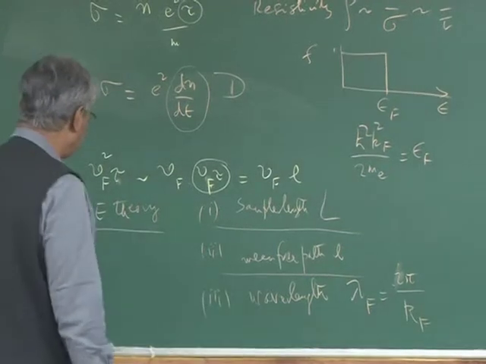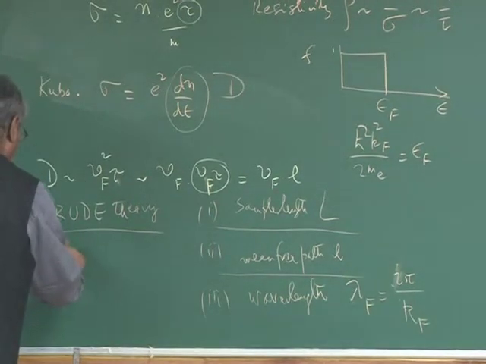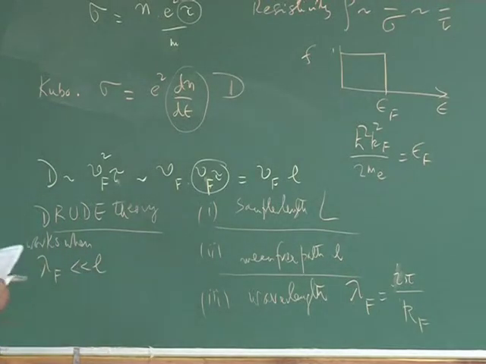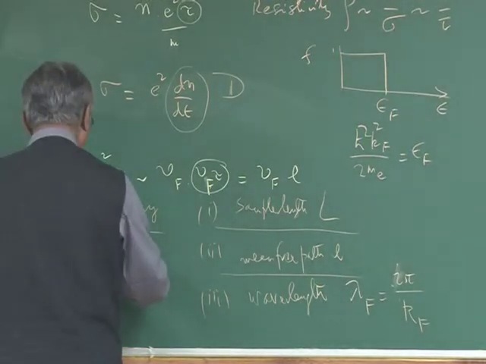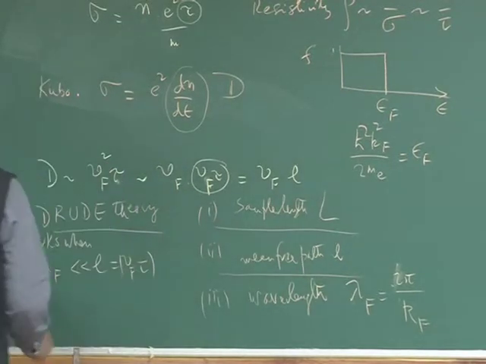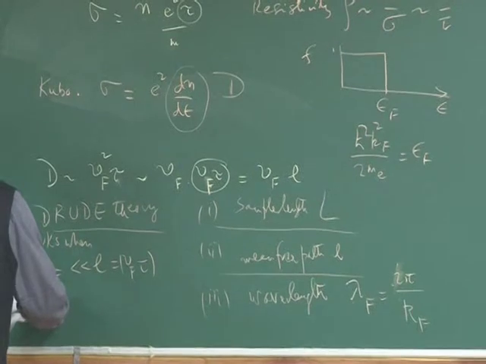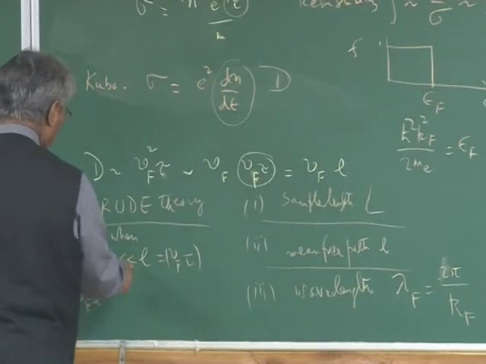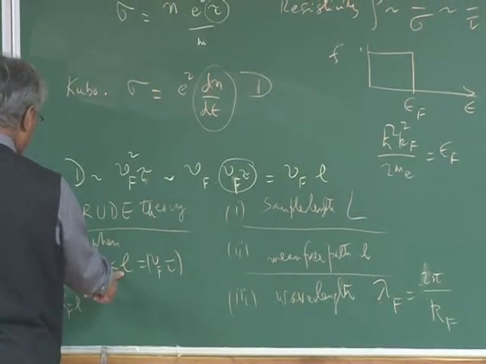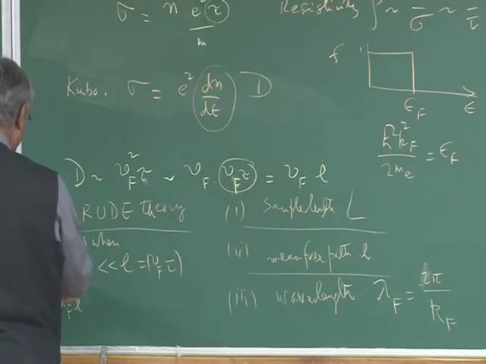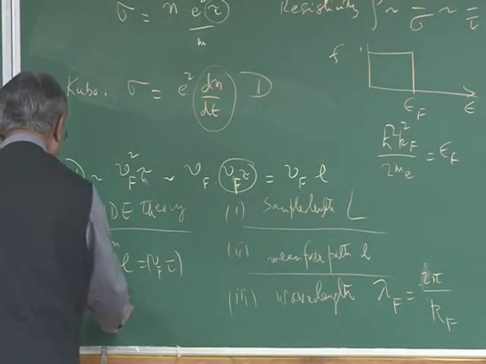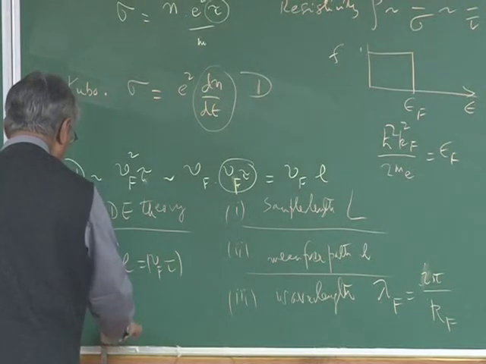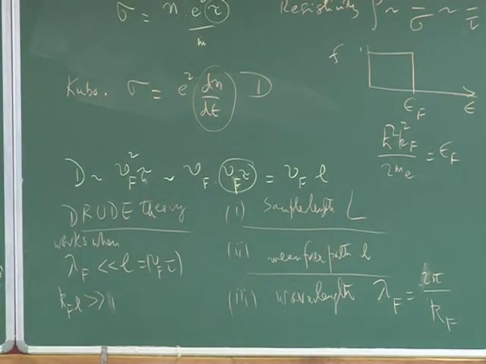So the Drude scattering theory works when your lambda F is much smaller than the mean free path, L. And L itself is vF times tau, as we saw. So therefore, it means that it works when kF times L is large. What you do is multiply the right hand side by kF, and you get a factor 2 pi. So this is much larger than something of the order of 1, because there's a factor 2 pi there on the left hand side.